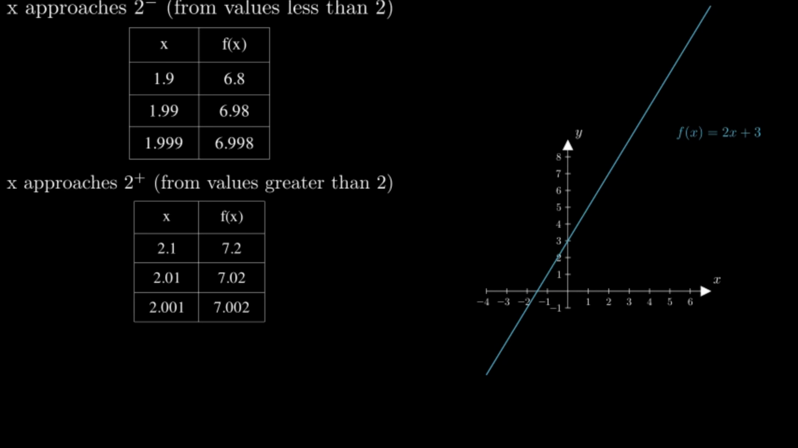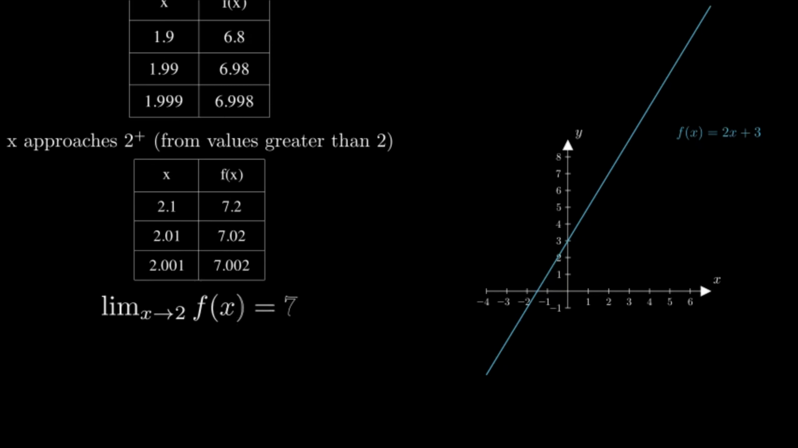If x is 2.1, f of x is 7.2. If x is 2.01, f of x is 7.02. If x is 2.001, f of x is 7.002. Again, as x gets closer to 2 from the right, f of x is clearly getting closer to 7. Since the function approaches the same value 7 from both the left and the right, we can state what the limit is. We write this using this special notation. The limit of f of x as x approaches 2 is 7.